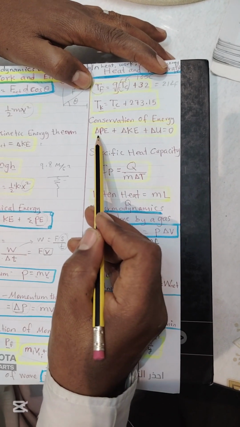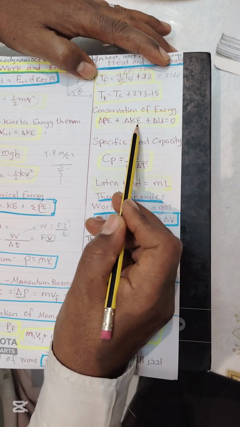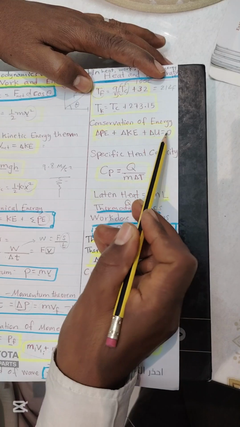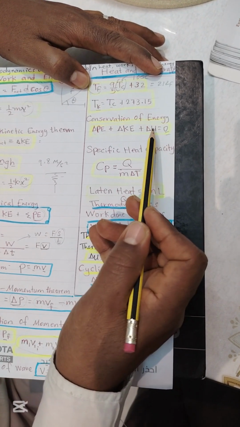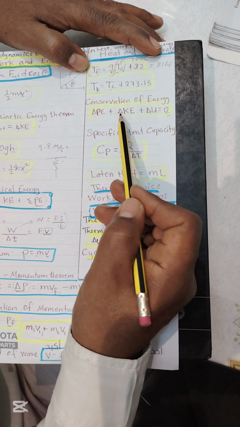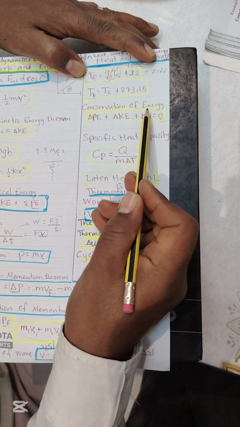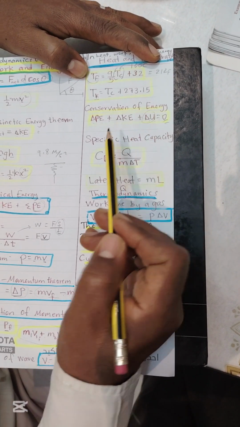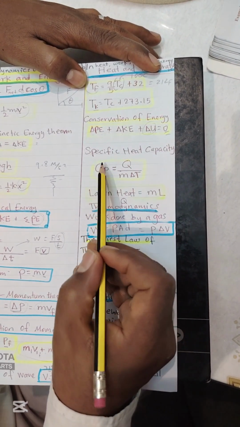Conservation of energy states that change in potential energy plus change in kinetic energy plus internal energy is equal to 0. That means the algebraic sum of the potential plus kinetic plus internal energy, which is change in U, is equal to 0. This is the law of conservation of energy.